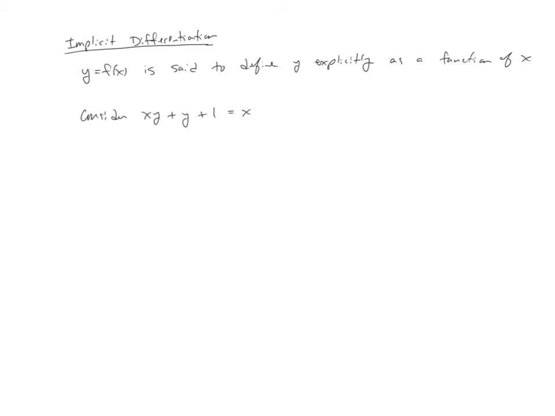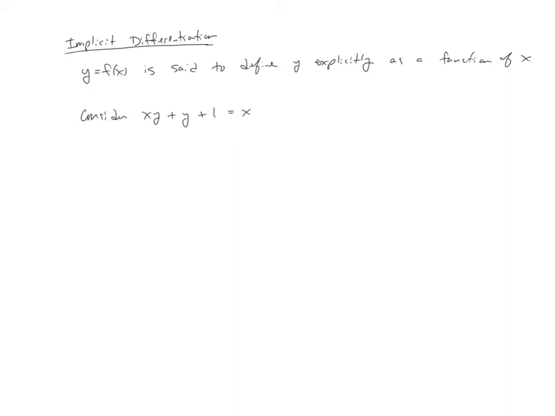Okay, so in this video, we're going to talk about implicit differentiation. And just as a reminder from college algebra, we say that y equals f of x is said to define y explicitly as a function of x. What that means is you have your dependent variable all by itself on one side, and then all of your other independent variables together on the other. Okay, so essentially you're able to solve for y.